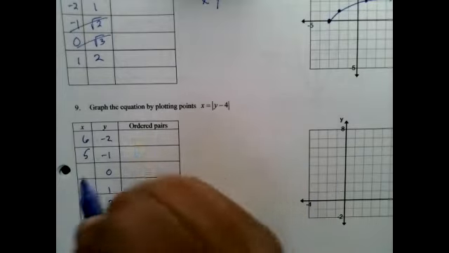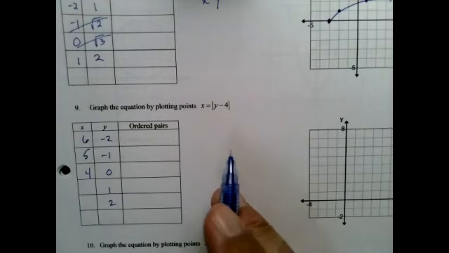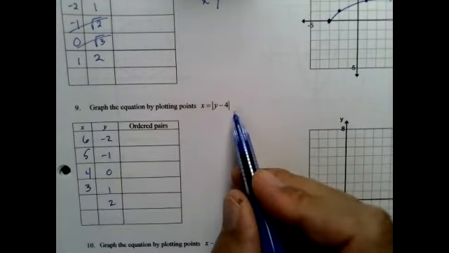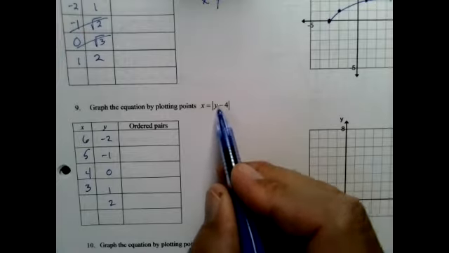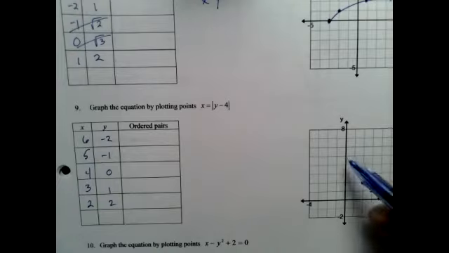When I put 0 in for y, x is 4. I put 1 in for y, x is 3. When I put 2 in, I get 2. So 6, -2; 5, -1; 4, 0; 3 is 1; 2 is 2. Geez. Looks like it's almost a line, but I know it's not.